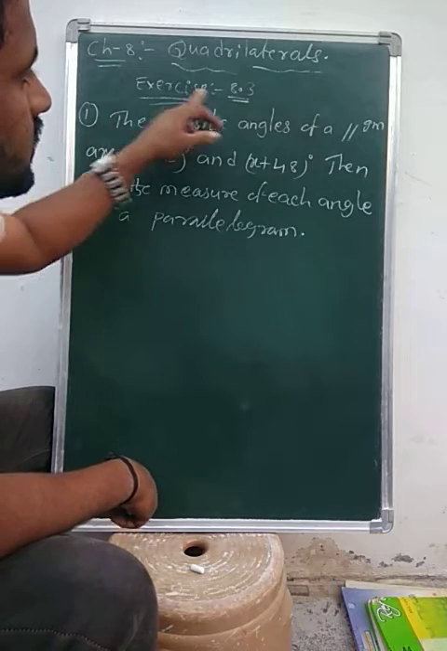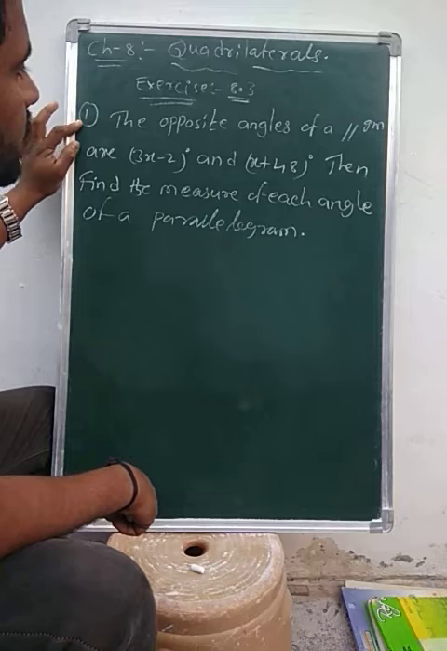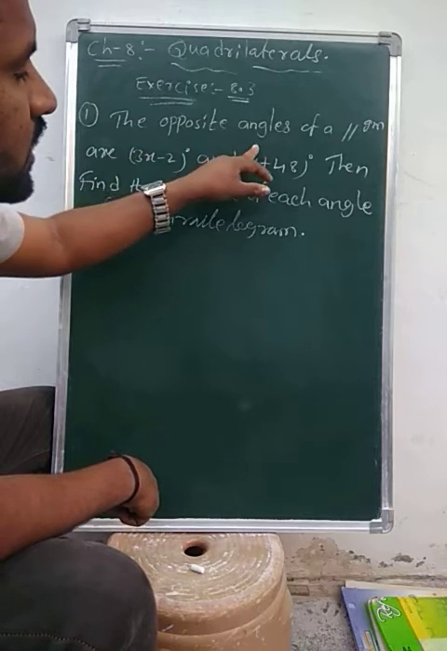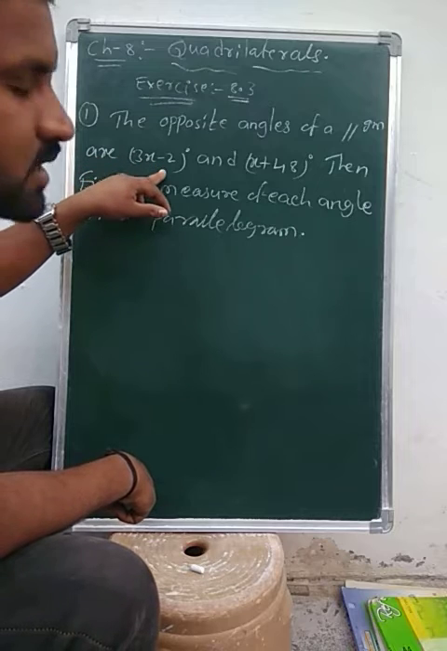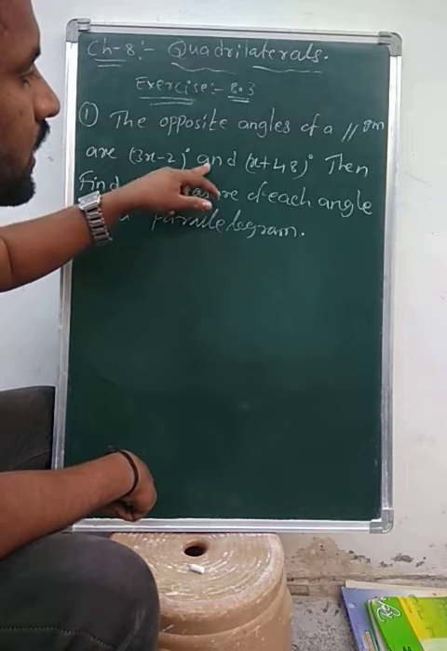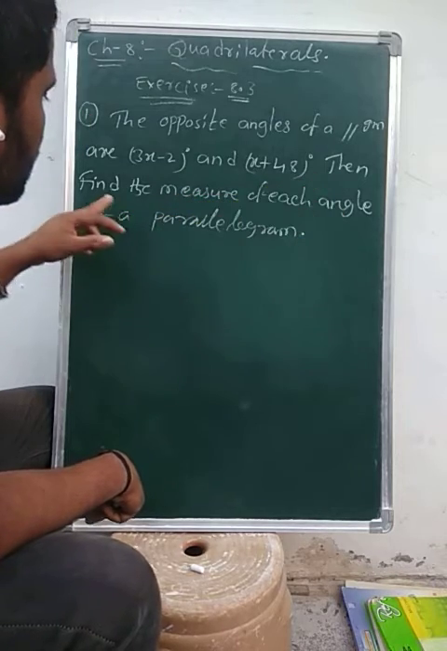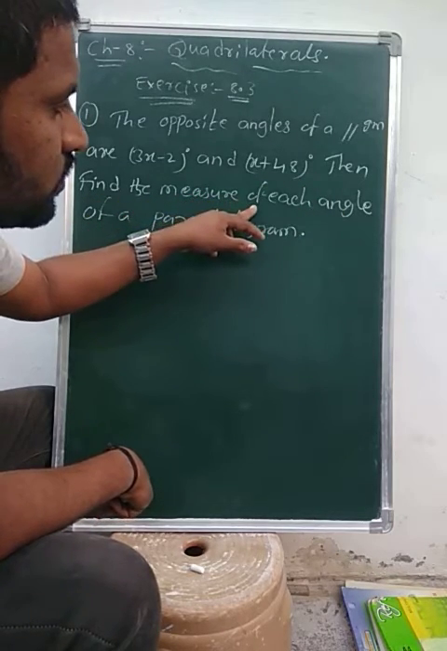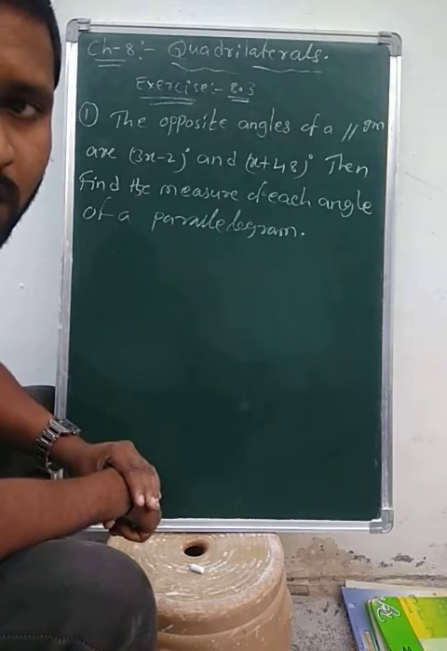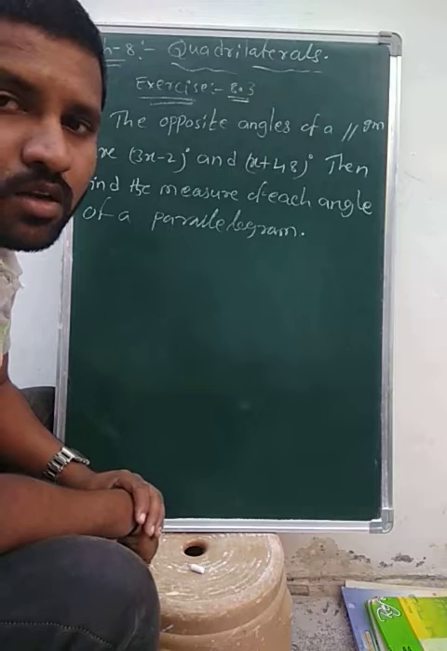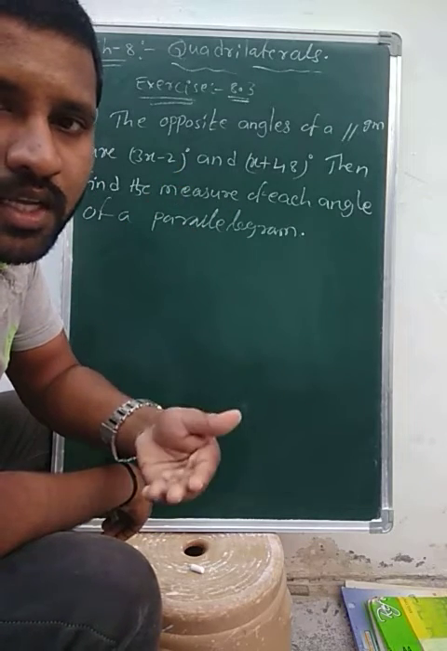In chapter 8, quadrilaterals, exercise 8.3, first question. The question is: the opposite angles of a parallelogram are 3x minus 2 degrees and x plus 48 degrees. Then find the measure of each angle of the parallelogram. Before solving this problem, I just want to quickly revise the properties of a parallelogram.